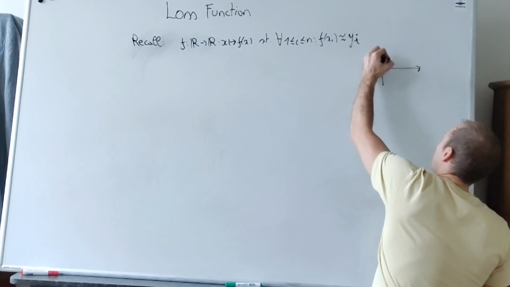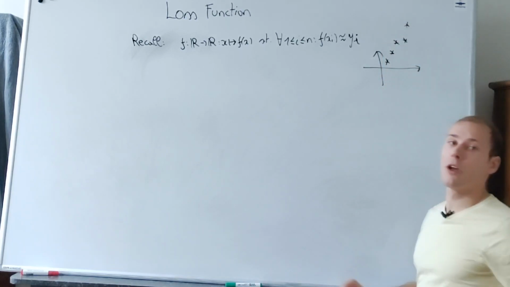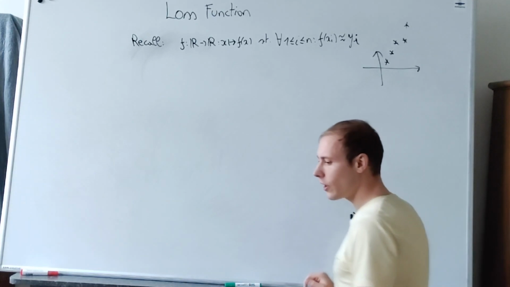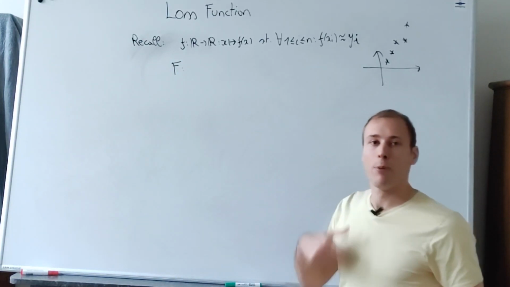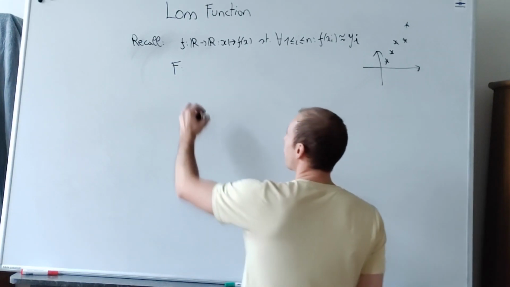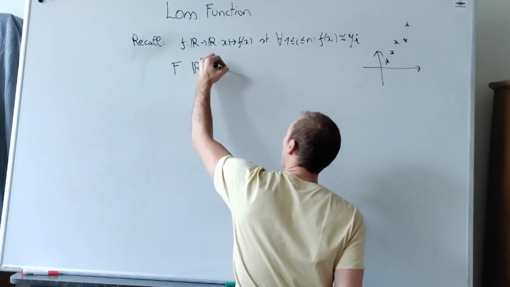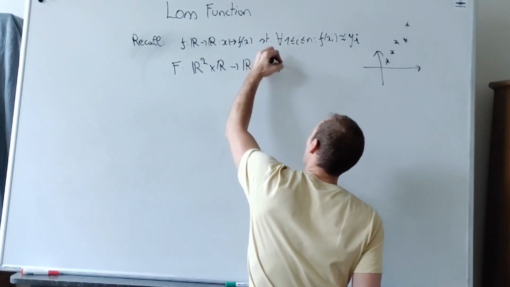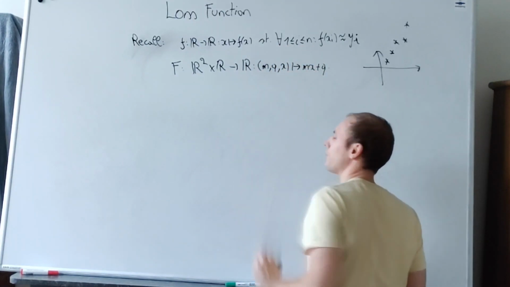Now we saw in our training data, if we plotted it, so we make a scatter plot of our data, that this looks like a linear connection. So we were looking at the family of functions of polynomials of degree at most 1, which I can consider as a function from R squared times R to R, which maps this to mx plus q.